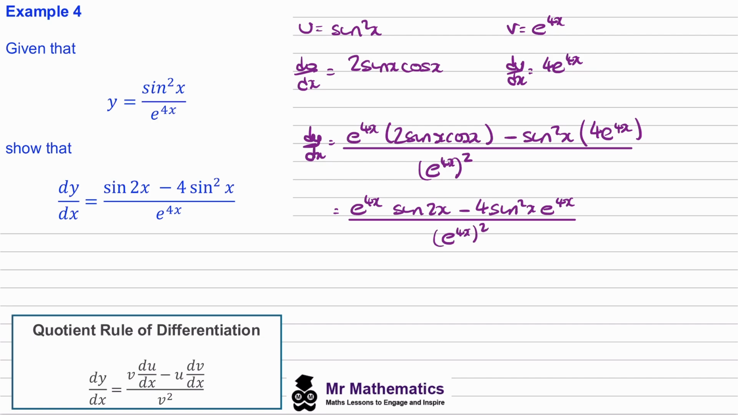Now we can simplify this. We can factor out the e to the 4x and divide it by one of these. So dy by dx will be sine 2x minus 4 sine squared x over e to the 4x. And that's what we were asked to show here.